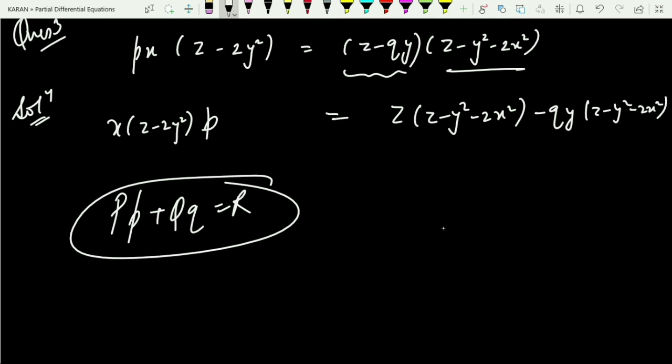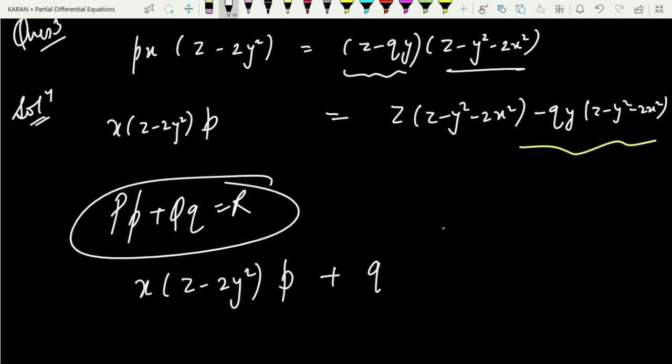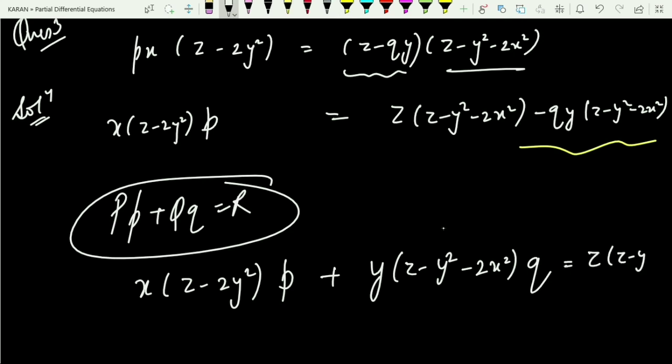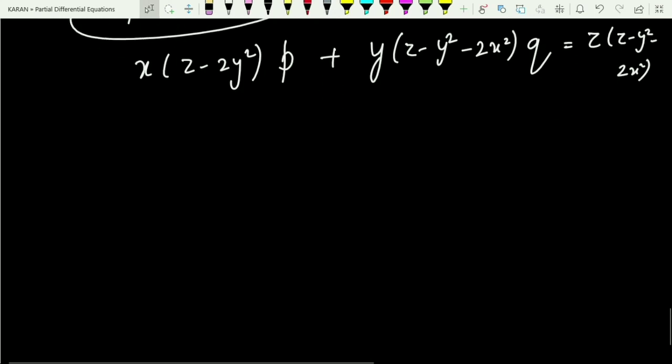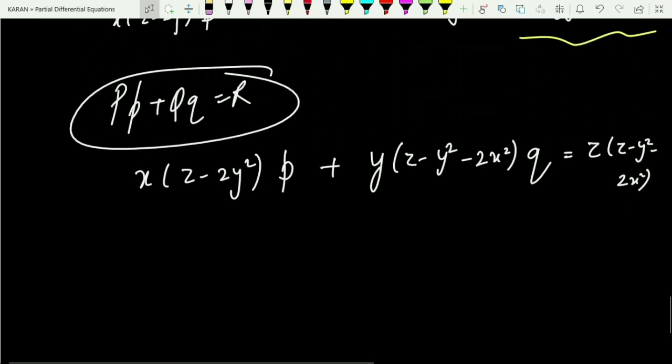And in the next step, what you will do is x times (z minus 2y square) multiplied with p, and where is the q term? Observe this thing. So here we have the q term. So plus q times, or plus y into (z minus y square minus 2x square) multiplied with q equals z times (z minus y square minus 2x square). Now this is a beautiful form. Now we are capable enough to write the Lagrange auxiliary equation.